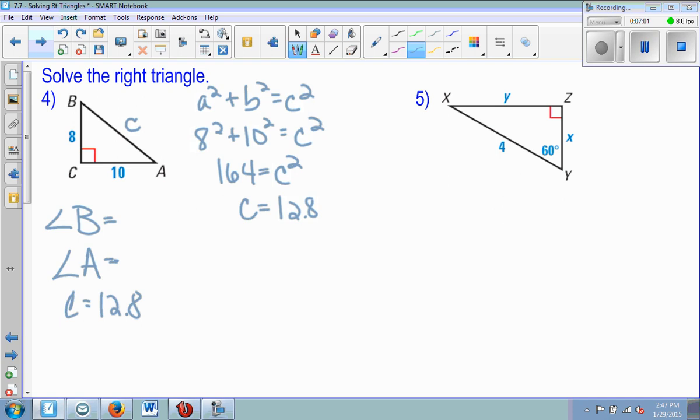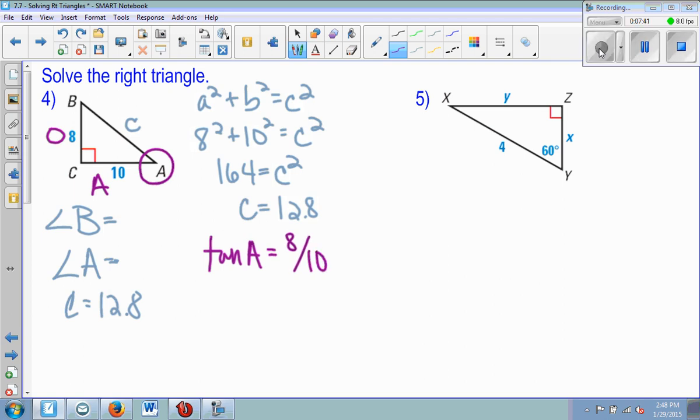Now, if I want to figure out the missing angle measures, you get to pick which one you want to find first. Normally, I'll find them in alphabetical order. Doesn't mean you have to, but that's usually the order I'll find them in. So, if I want to find angle A, I'm going to label the sides that the problem gave me. The 8 is the opposite side, and the 10 is the adjacent side. So O and A tells me to use the tangent ratio, opposite over adjacent. That tan ratio would be 8 over 10.